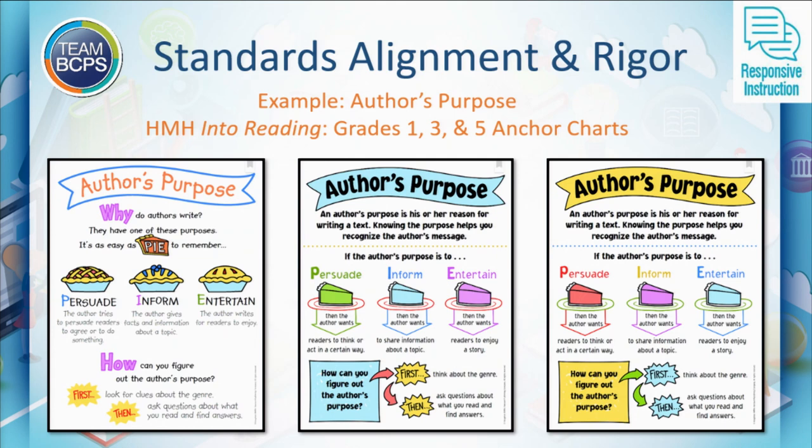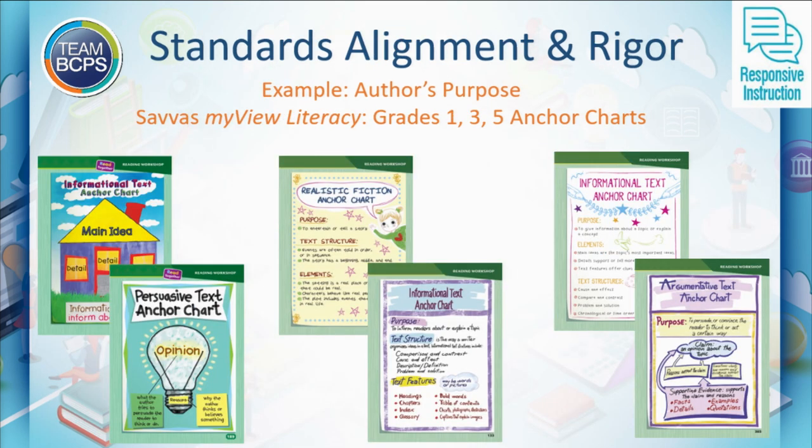Next slide, please. These next two slides show for us some of the alignment to standards and rigor. HMH, this is author's purpose, specifically for grades 1, 3, and 5 anchor charts. One of the things you'll see is consistency across grade levels, which is going to make vertical progressions and teaming easier, like the same language is being used for skills. So we'll have consistency across grade levels, which is very important. The next slide shows myView, author's purpose, and myView approaches it differently. They approach it from the genre instead of skills and strategies, and how author's purpose is across different genres. And again, they have anchor charts for teachers at point of use and for students. Next slide, please.